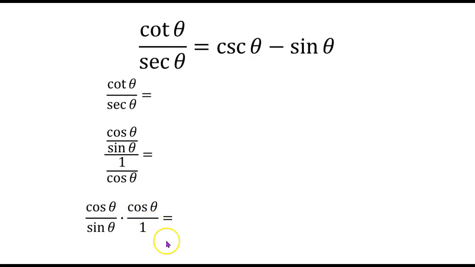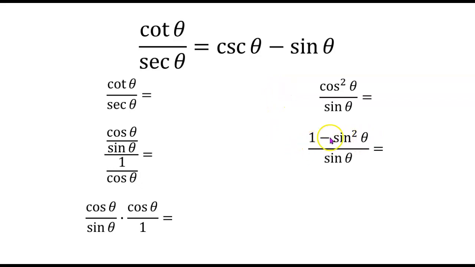Now, if we multiply that together, we get cosine theta times cosine theta. That would be the cosine of theta squared. And of course, sine theta times 1 would just be sine of theta. Aha, cosine squared. That makes me think of those Pythagorean identities. What is cosine squared equivalent to? 1 minus sine squared. So now we've got 1 minus sine squared theta over sine theta.